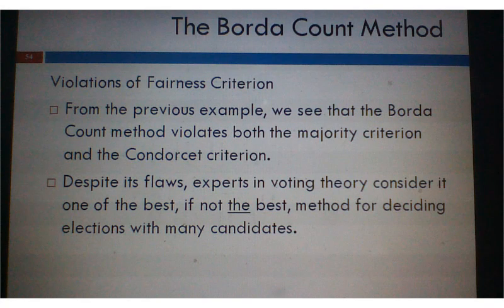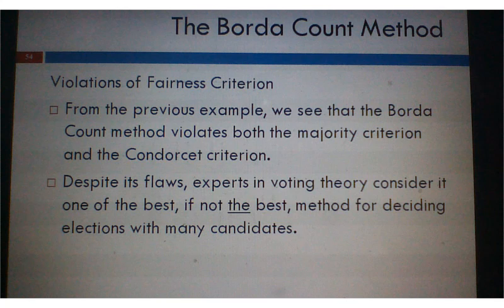Okay, so as we see, this can violate some fairness criteria. Borda count is great, but if someone is a majority candidate holding the majority of first place votes, they can still lose when we're using the Borda count method. So if someone gets a lot of first place votes but also a lot of last place votes, that's what can happen.